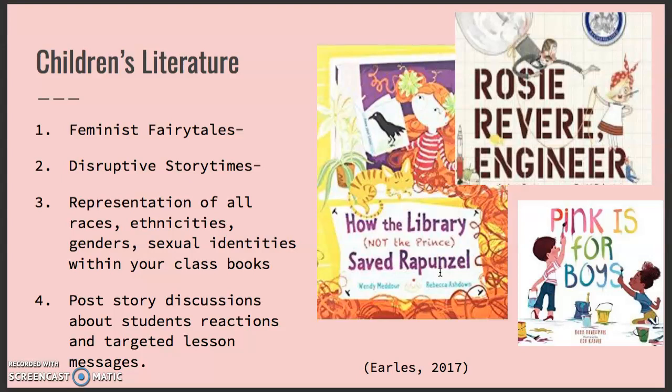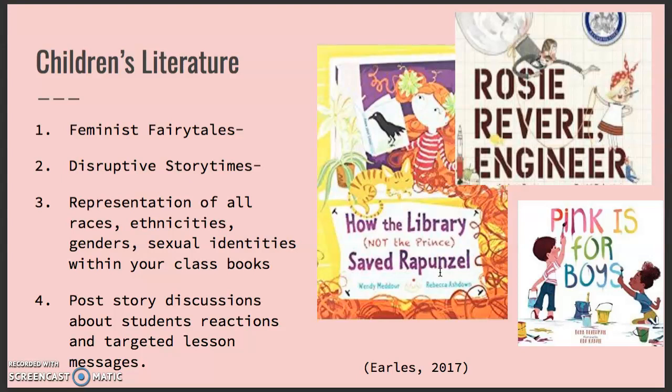Number 3 is representation of all races, ethnicities, genders, sexual identities within your class books. For example, I teach in the Northwest Territories, where my class is primarily Indigenous, so I need to ensure that I have books that feature Indigenous heroes, leaders, stories, and themes. And if I'm not doing this, then my kids are going to have trouble connecting to the material that I'm presenting them with.